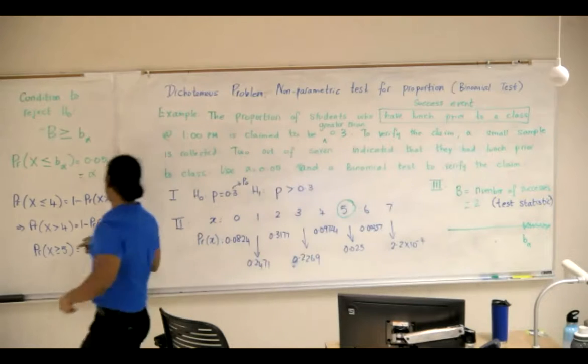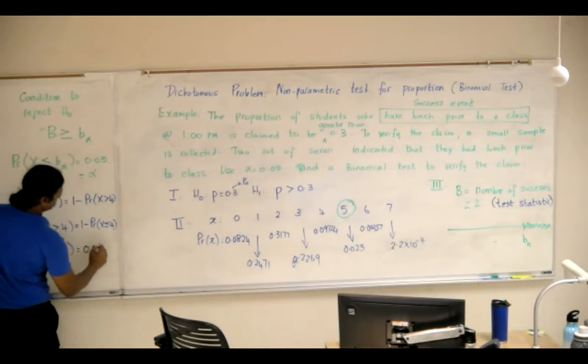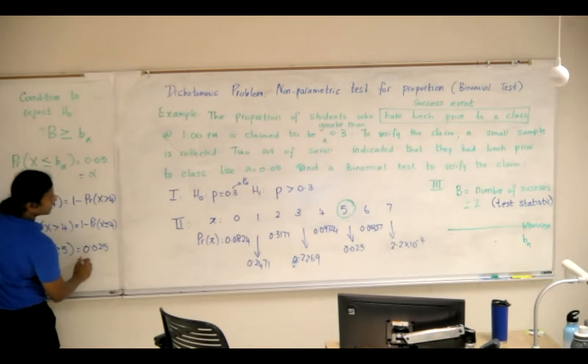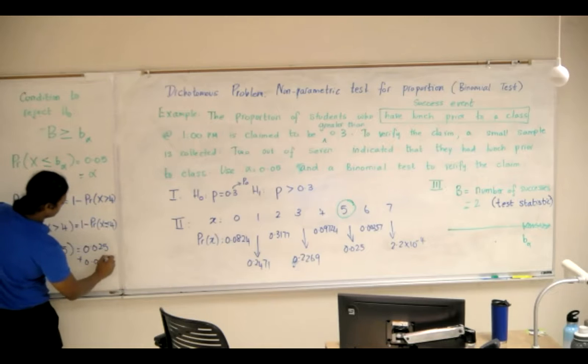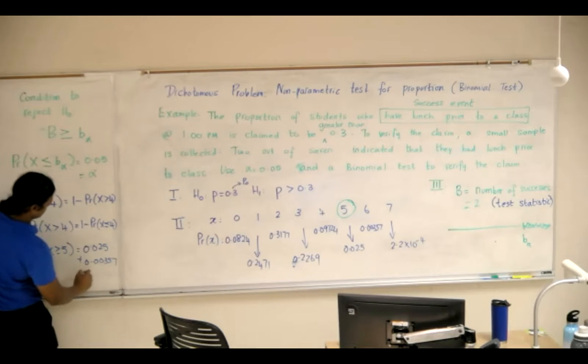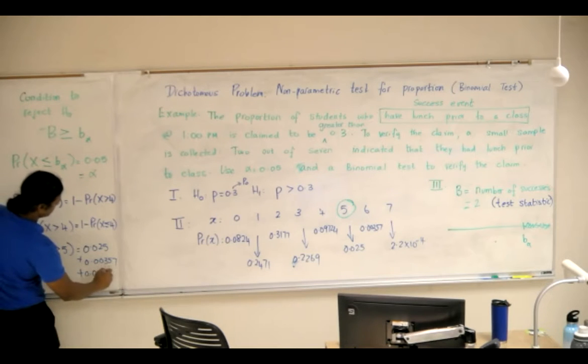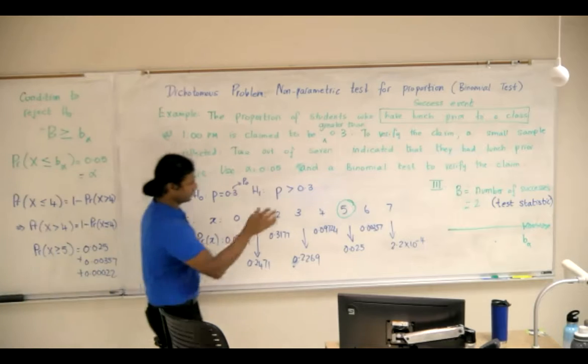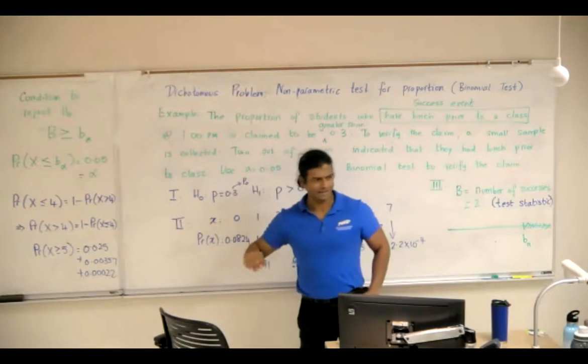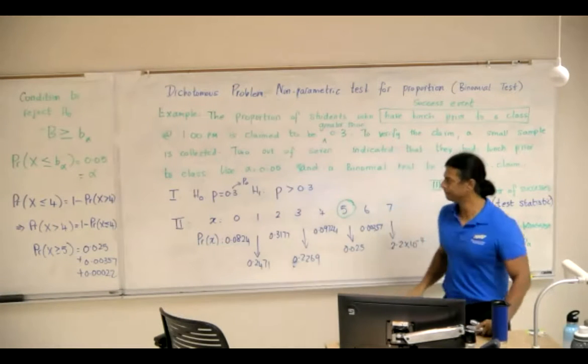So 0.025 plus 0.00357 plus 0.00022. And what do we get? What value would it be?